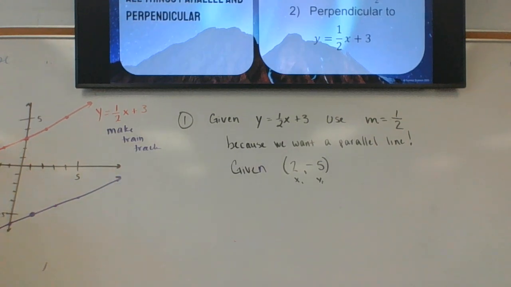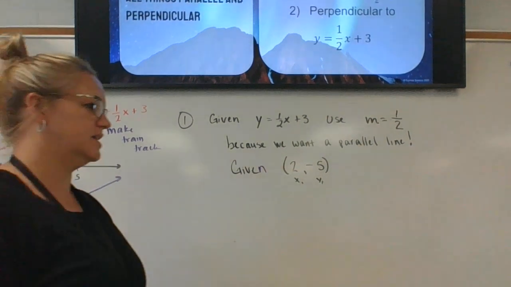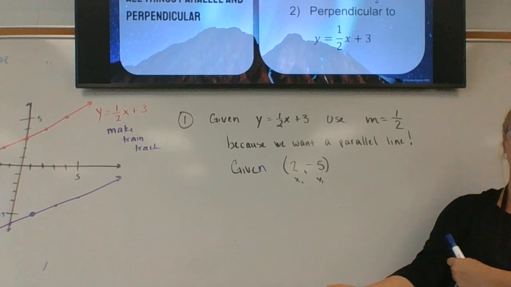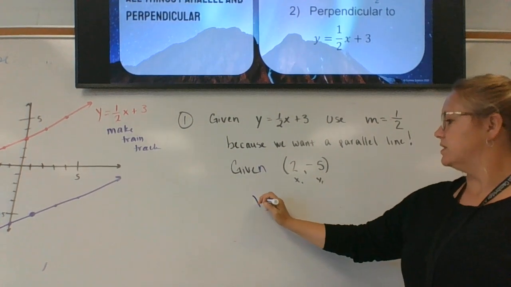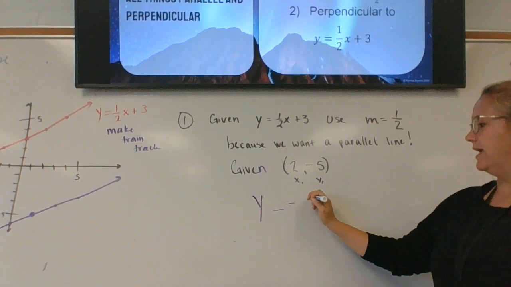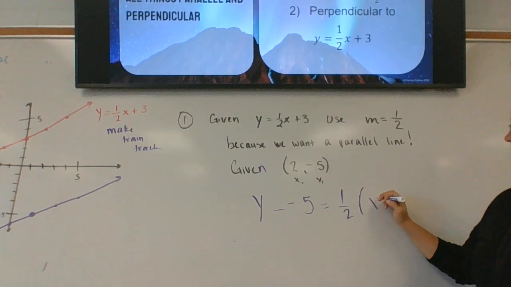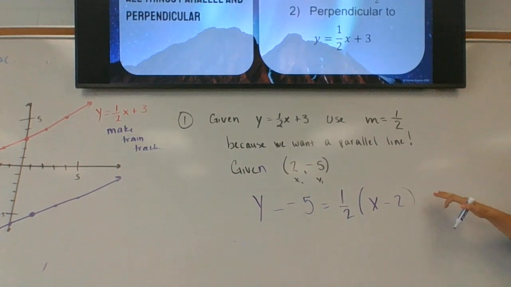Did anybody do it and get the y-intercept as -6? You two got the same thing? That's good. All right, so I'm pretty sure when I'm done step 3, I'll have a -6 at the end. Let's try. So it's y minus -5 equals 1/2 x minus 2.